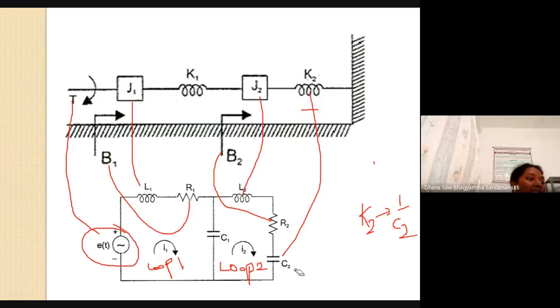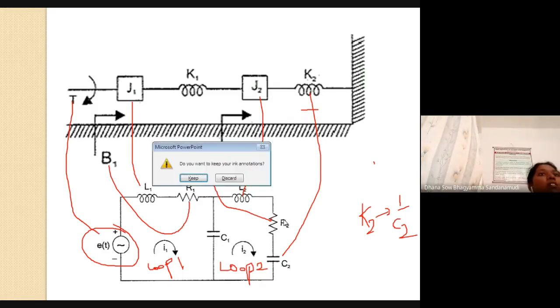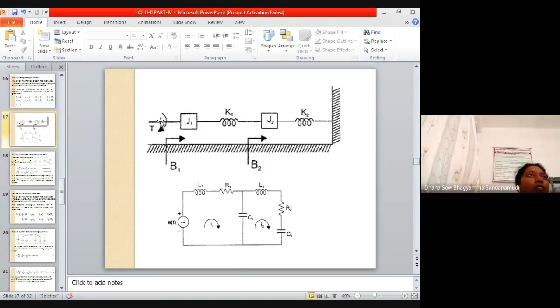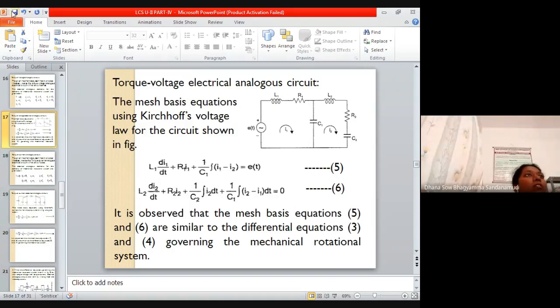So I is analogous to what? Angular velocity. So I1 and I2 are the angular velocity at node 1 and angular velocity at node 2, and they are analogous to the current. If you are able to understand how to draw this circuit, that is more than sufficient. Now I am removing this slide, I don't want this slide. It's an additional one. I'm saving it.